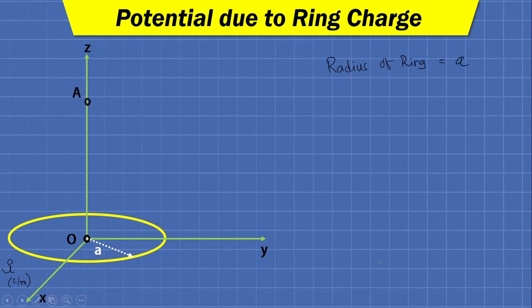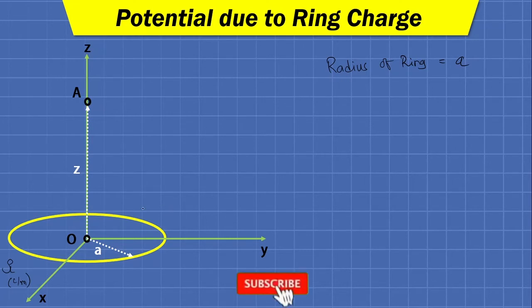I am considering a point A on the z axis. This is just for ease of derivation. In actuality, you can imagine this point anywhere in space, but we need to derive a proper equation, and that is why I am considering this point on the z axis. So at height z, I am considering a point at which I need to determine the potential. The fundamental logic we all know, because we discussed the same case when we were talking about field intensity.